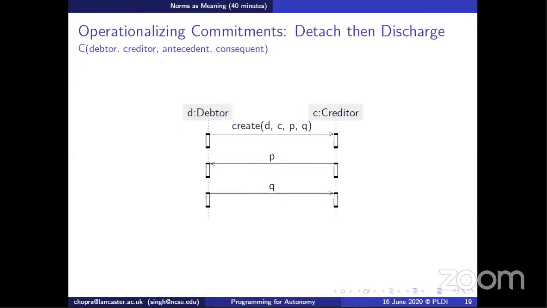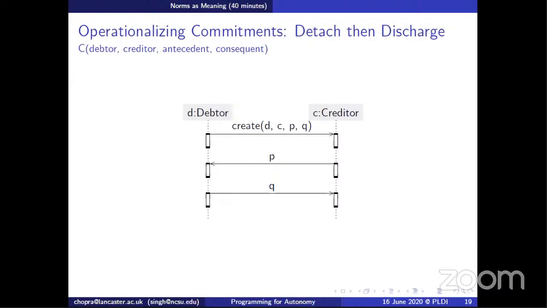So, like we alluded to earlier, you can think about operationalizing a commitment via protocol. The next few slides show certain operationalizations of commitments, and the question is whether these are valid operationalizations, in the sense that they make sense. Think of the commitment as having four places: a debtor, a creditor, an antecedent, and a consequent.